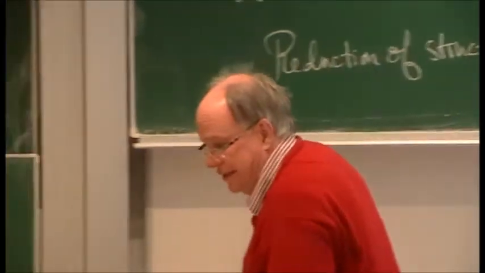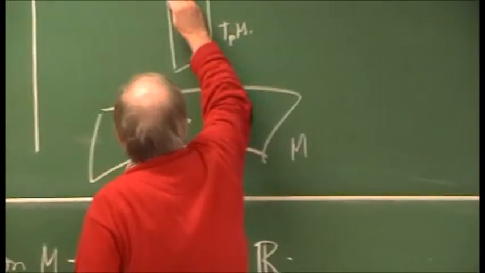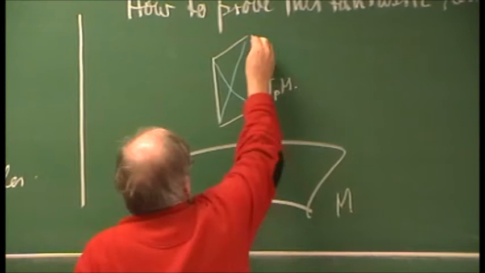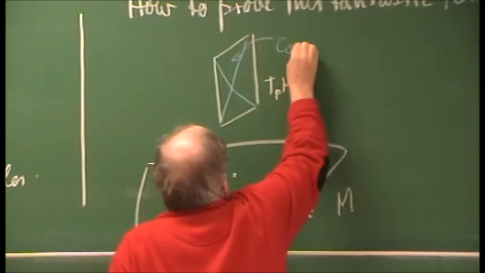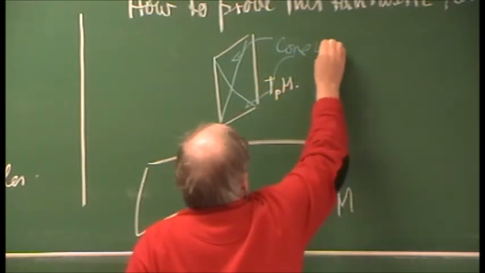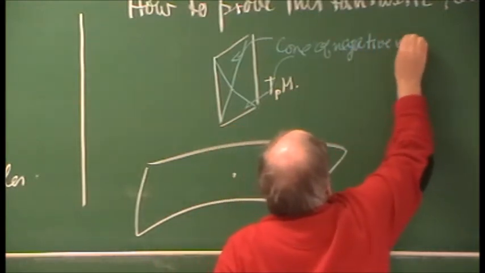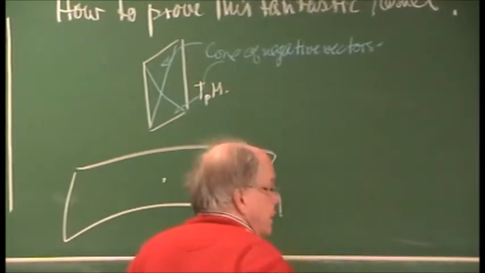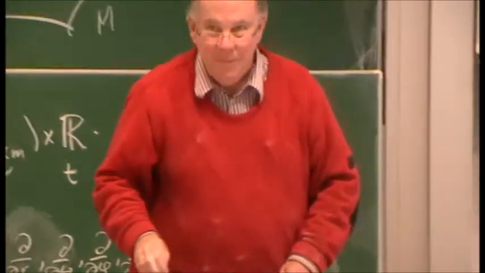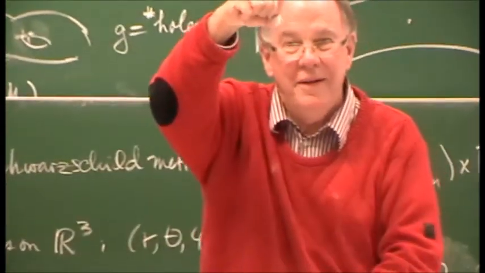So your picture here is, you have the cone of negative vectors. So the cone of negative vectors, and a cone in a disconnected sense of negative vectors. Now, this is a terrible thing. This is disconnected. You see it. I mean, I could hold it. Here's the top part. Here's the bottom part.